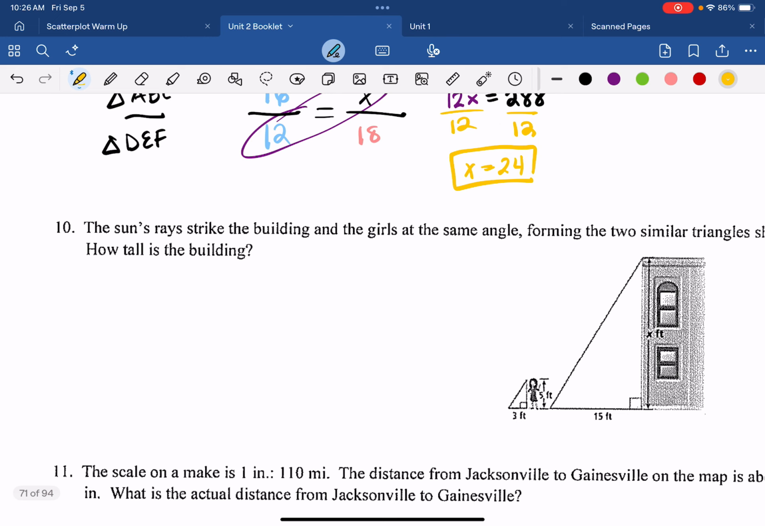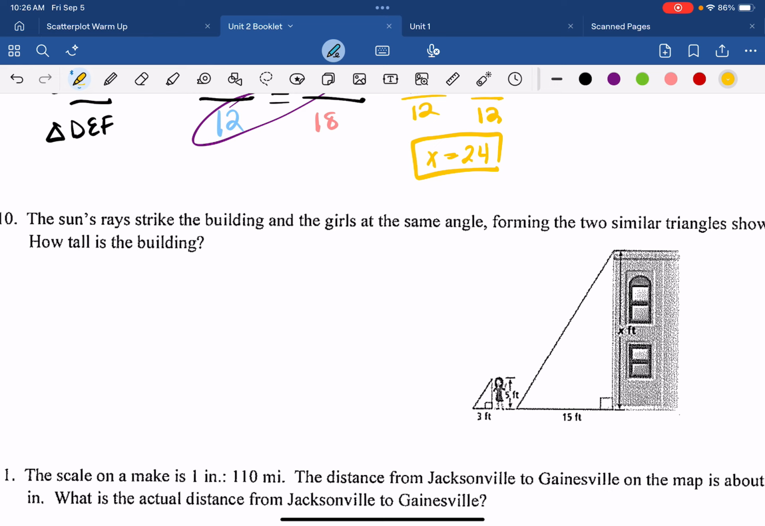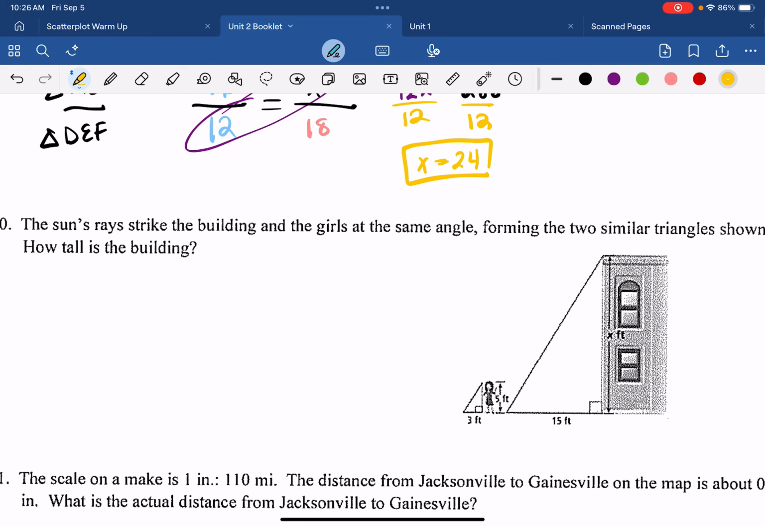All right, we're going to use similar triangles to solve a lot of real-world problems here. So it says a sun's ray strikes a building and the girl at the same angle, forming the two similar triangles shown. How tall is the building? Okay, so I'm asking you, how tall is the building? So just like any word problem, let's define our variable. Okay? So we're going to have x equal the height of the building.